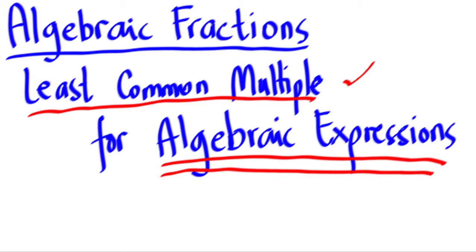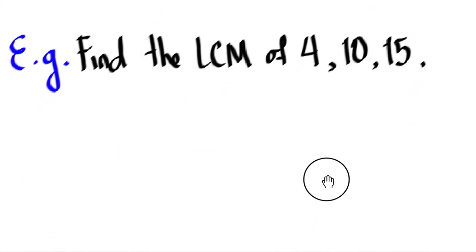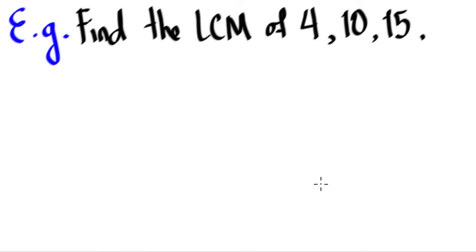So before we start off with variables, let's have a little bit of review. How to get the LCM of integers. So what is the least common multiple of 4, 10, and 15? If you can remember, how do we do this?